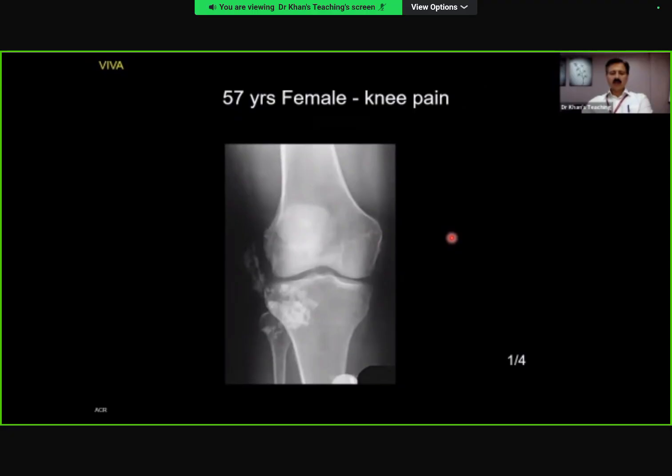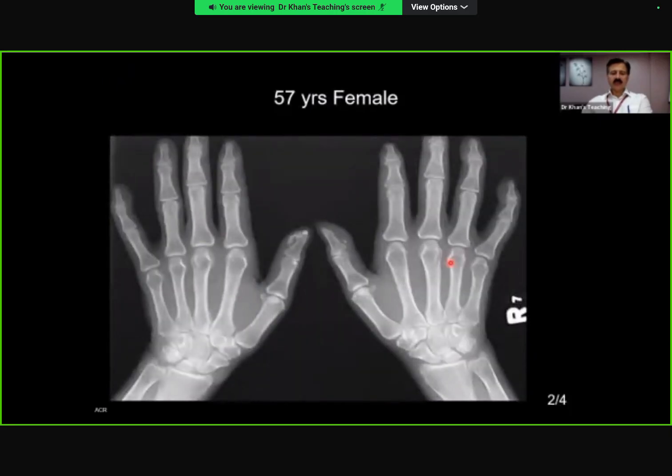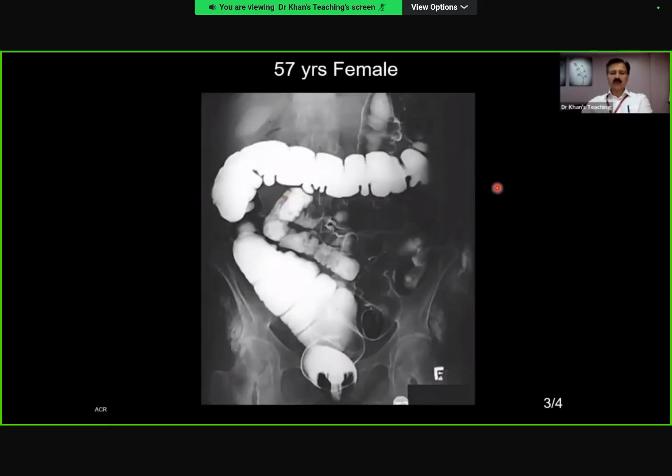Okay, now I will describe this to you, and then I will take you to another film. In this case, you have this soft tissue calcification, right? And then you have a hand film, and on the hand film, you have soft tissue calcification. And then you have this barium examination. So you've got 3 films as a long case. Over to you. Describe this film and what is your conclusion?